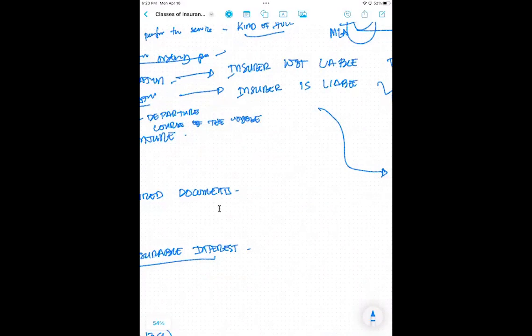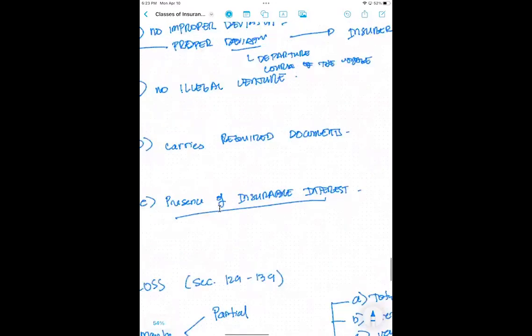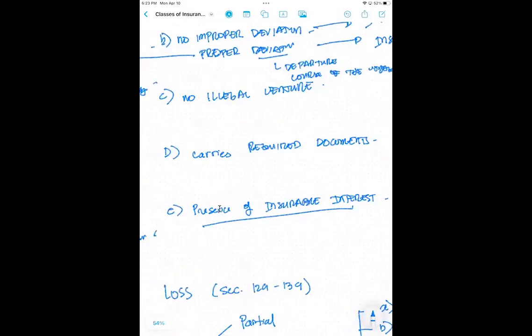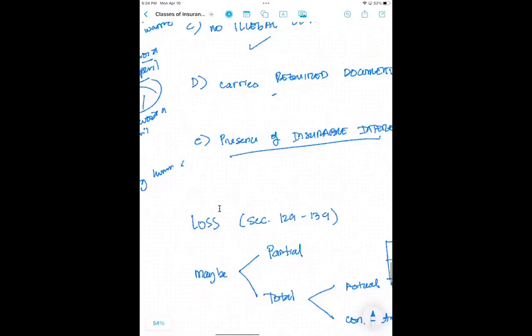Right? So, all right. As to other implied warranties, so no illegal venture, carries required documents, and there must be presence of insurable interest. Okay, so those are the warranties. All right.